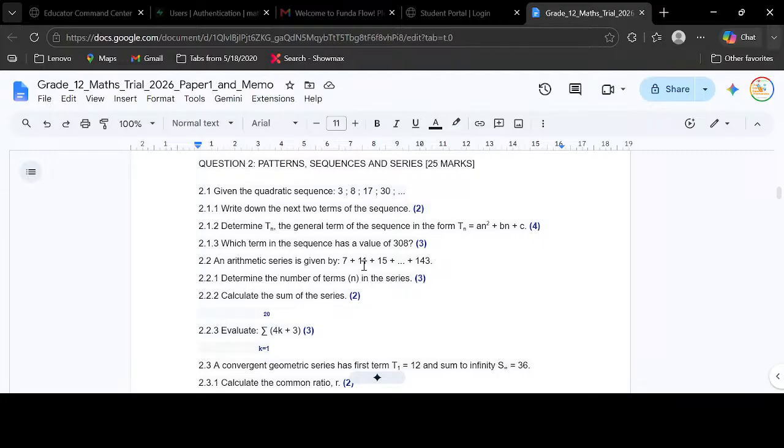So we asked it to look at the past trial examination papers and also the past NCS question papers that they wrote, the final. So we took from 2020 up until 2025. And then we gave it the mandate to say, give us 3 papers that we can use so that we can get a trial paper. So that's the paper that we're going to be doing starting from today.